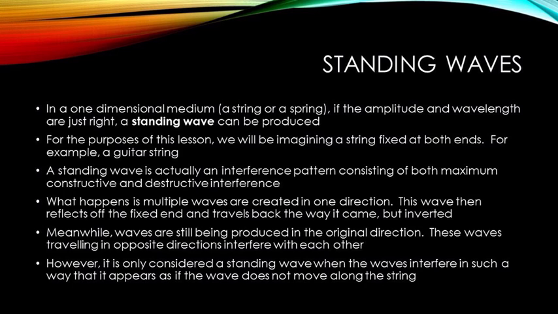A standing wave is actually an interference pattern consisting of both maximum constructive and destructive interferences. Multiple waves are created in one direction. This wave then reflects off the fixed end and travels back the way it came, but inverted. Meanwhile, waves are still being produced at the original end. These waves travel in opposite directions, interfering with each other. However, it is only considered a standing wave when the waves interfere in such a way that it appears as if the wave does not move along the string.